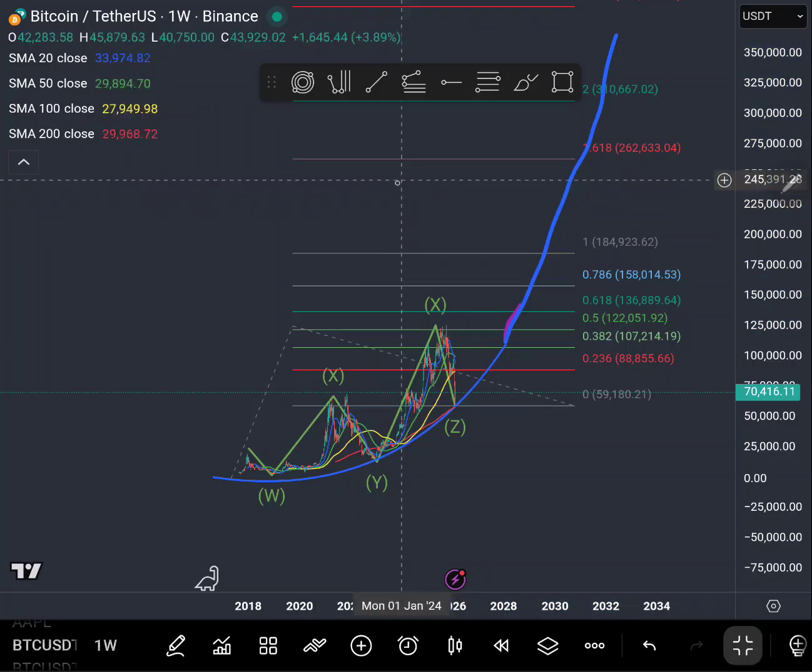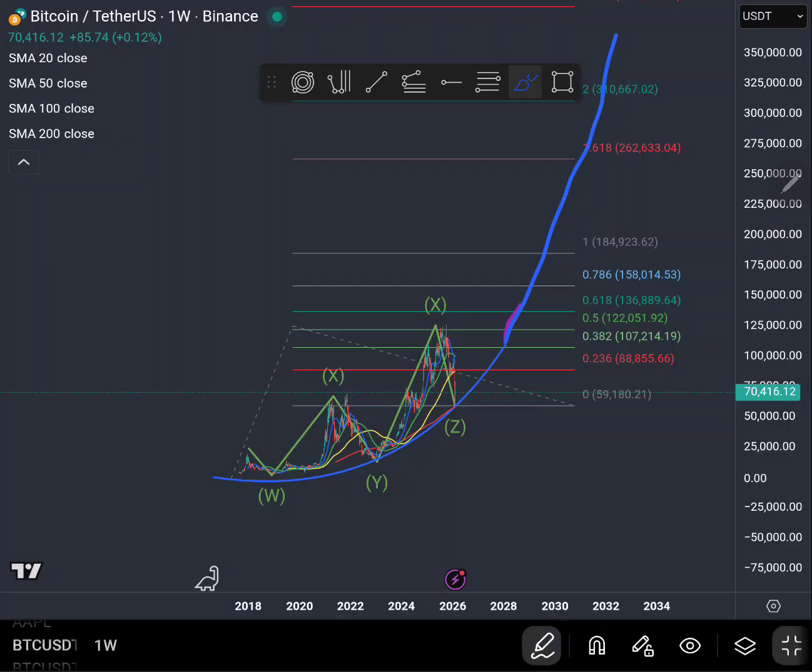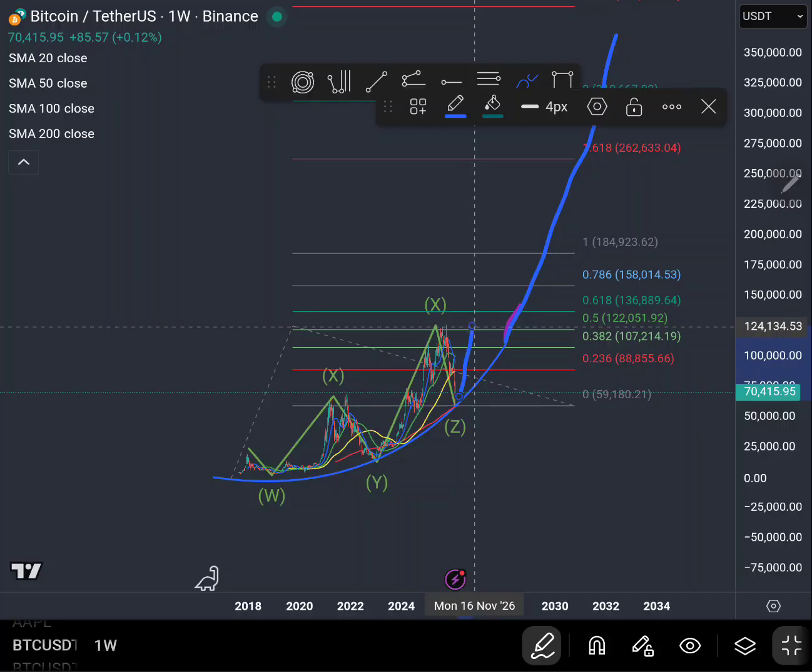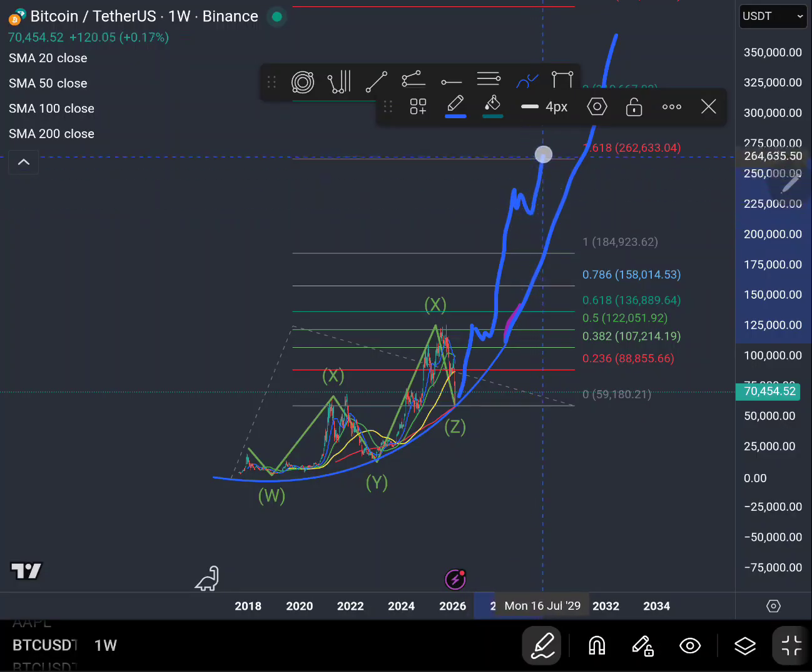Right, let me start this again. I'm expecting a big move to come up. You'd probably see it come up to about this sort of level, so about 120,000. Then you'd probably see it move sideways a bit, and then come back up again, probably something like this.